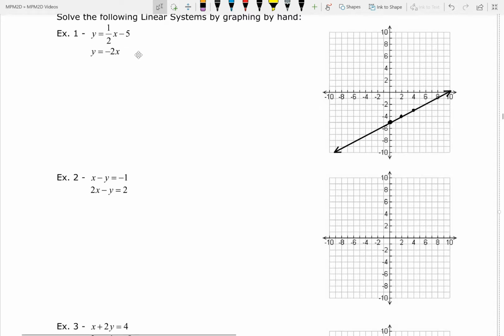Okay. And then the next equation is y equals negative 2x. So this has no y-intercept, or a y-intercept of 0. So we're going to start at the origin, and the slope is negative, so we're going to go down 2 units. So the rise is negative 2, so down 2 over 1. So there's my next point, down 2 over 1. And there's my point.